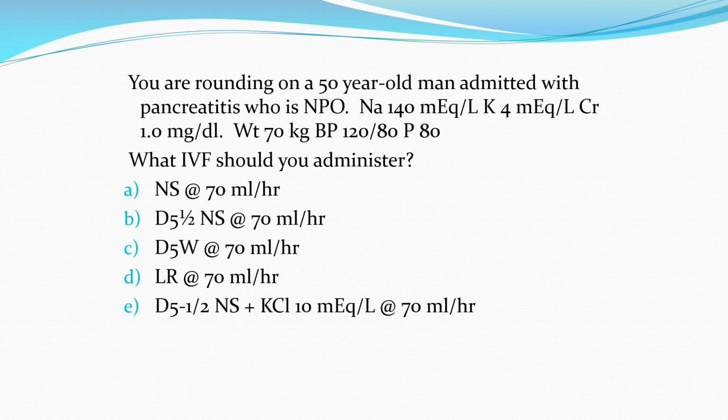A, Dr. Who, wants to give normal saline at 70 mL per hour. B, Dr. Ross, who wants to give 1 liter normal saline bolus. C, Dr. Pepper, who wants to give D5 half normal saline at 70 mL per hour. D, Dr. J, who wants to give D5W at 70 mL per hour. E, Dr. Gray, who wants to give lactated Ringer's at 70 mL per hour. And F, Dr. House, who wants to give D5 half normal saline plus KCl at a concentration of 10 milliequivalents per liter at 70 mL per hour.